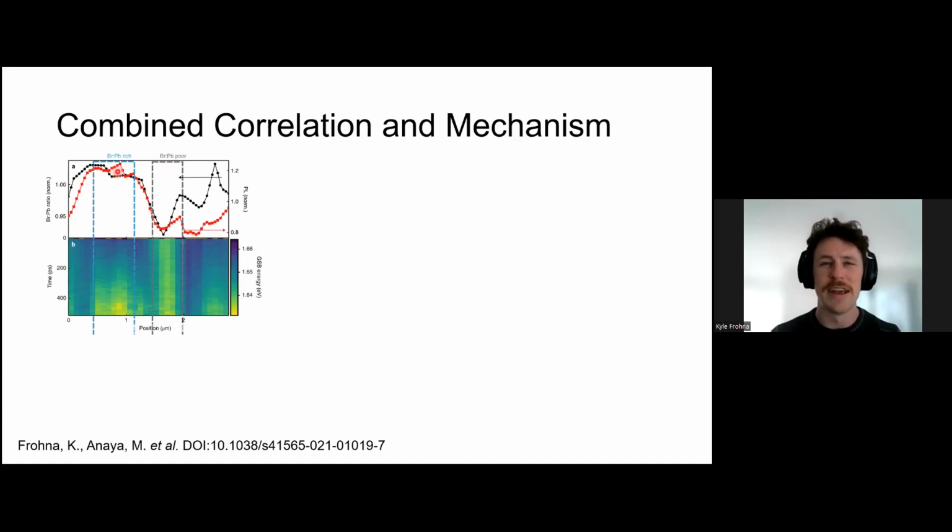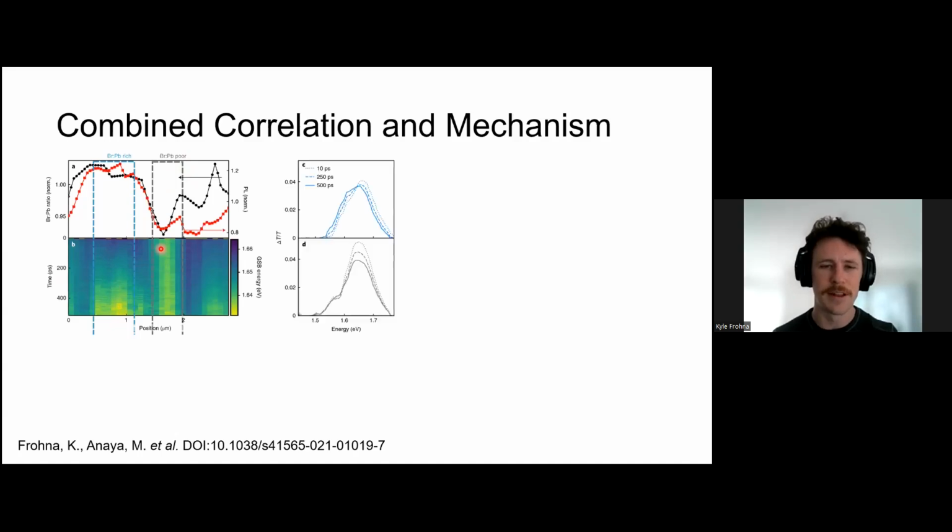But very interestingly, in the bromine rich area, over the course of a few hundred picoseconds, the carriers are found to very dramatically redshift, while the bromine poor regions show no such redshift. And that's shown here, where we have a shift in the ground state bleach to the left, whereas it's just downwards in the bromine poor regions.